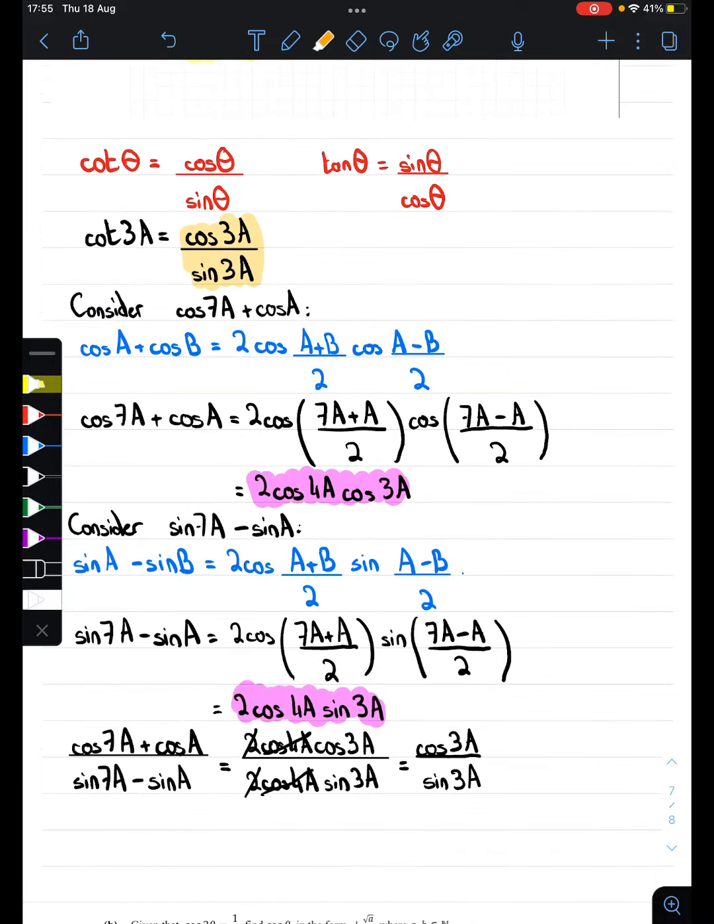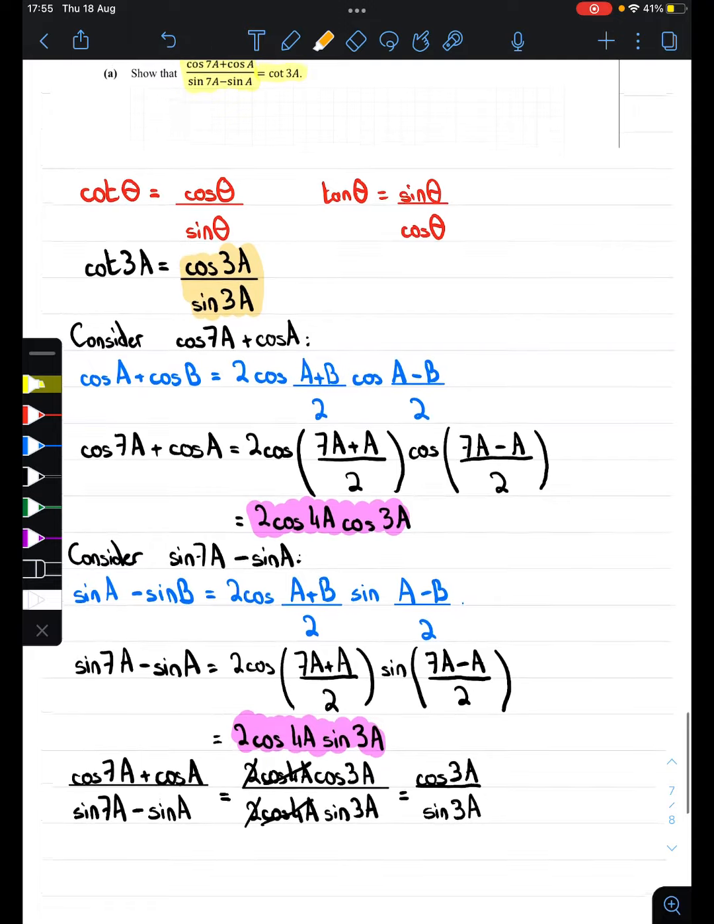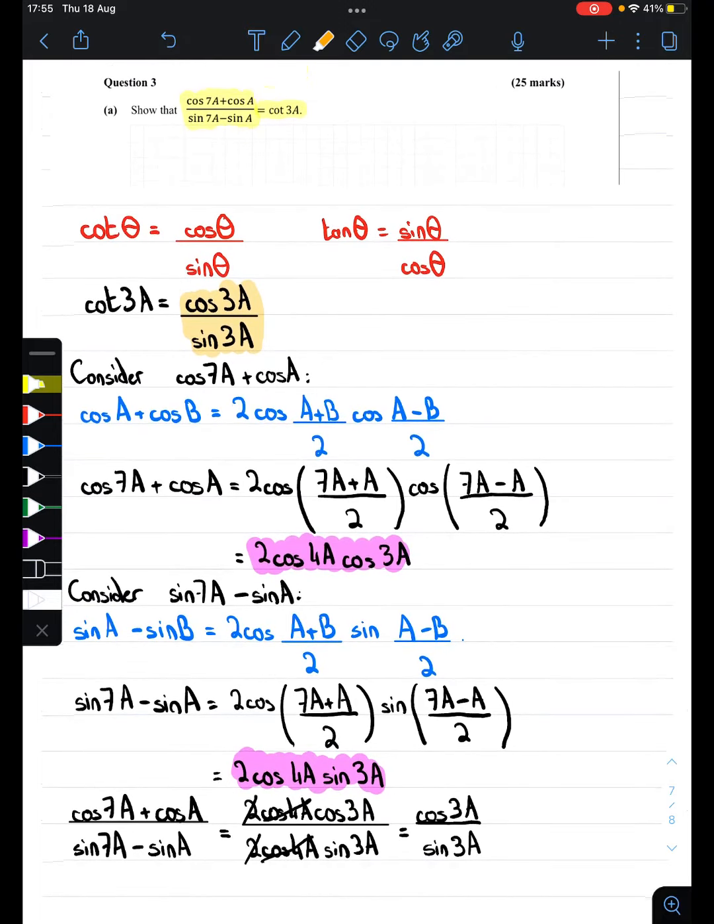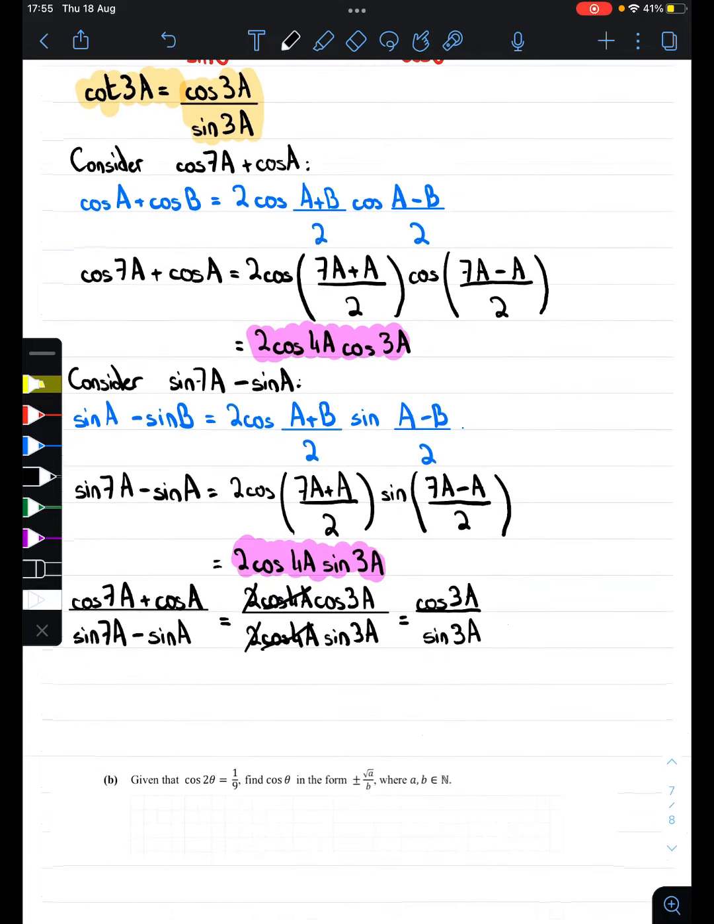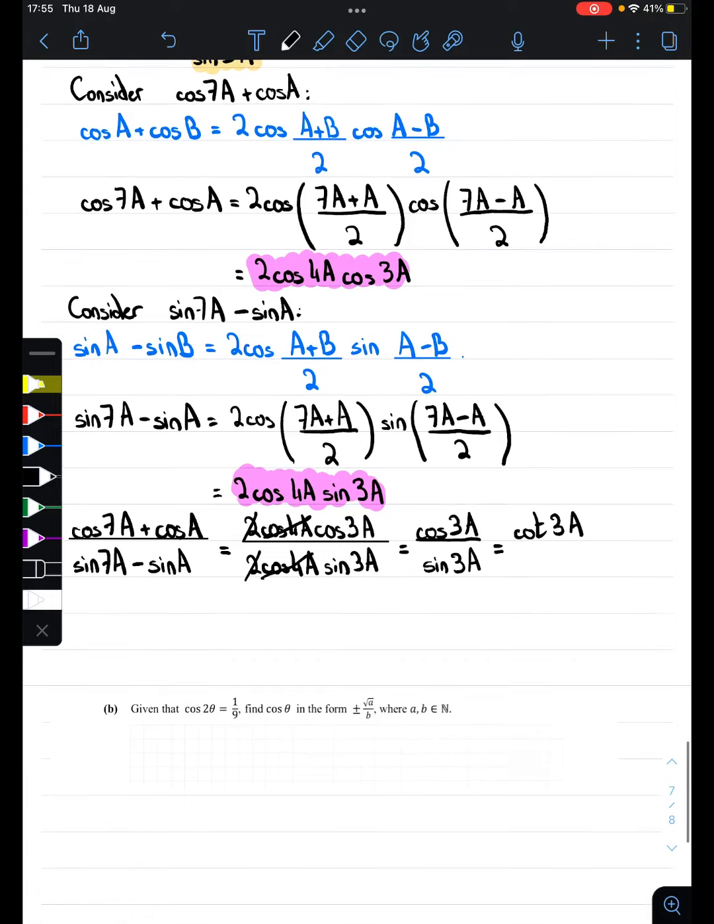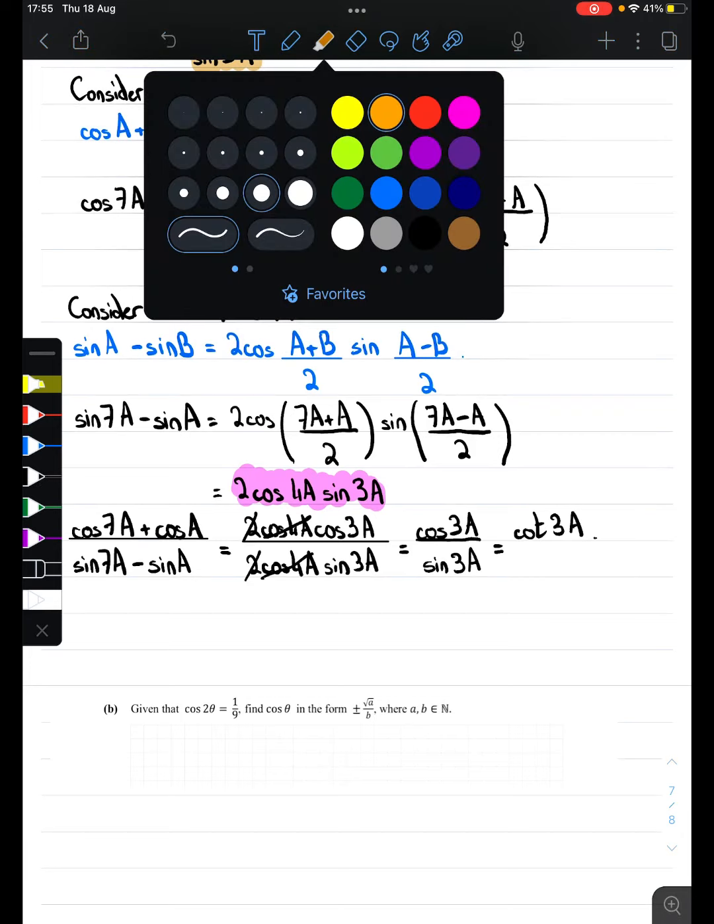We wanted to show that our fraction was cosine of 3a over sine of 3a, because that equals cotan of 3a. That's the definition of cotan of 3a. So this is cotan of 3a, and we have our proof.